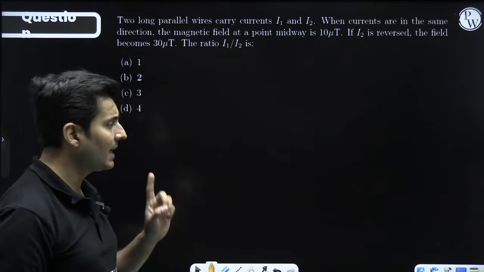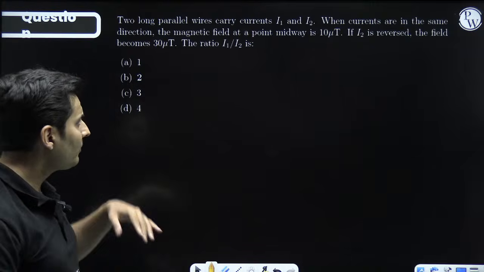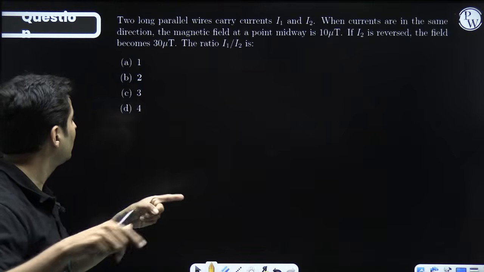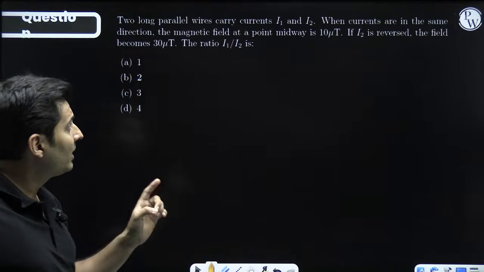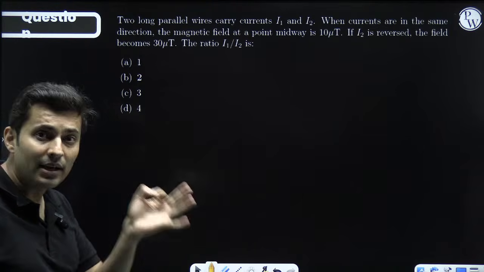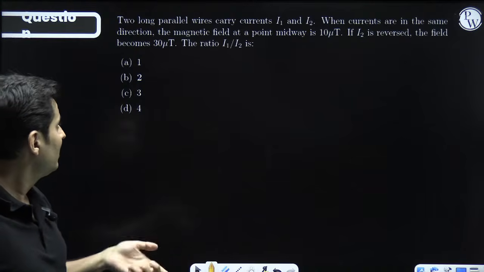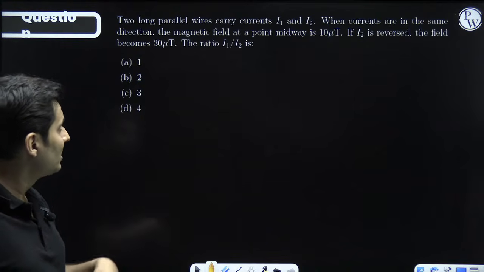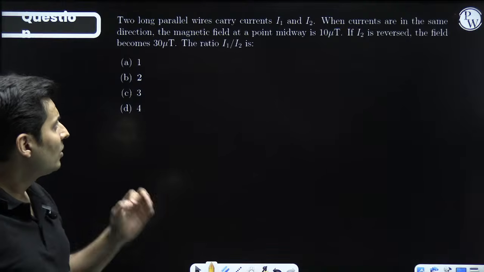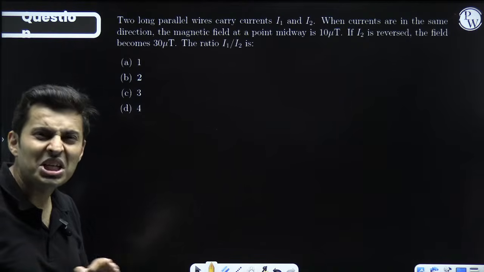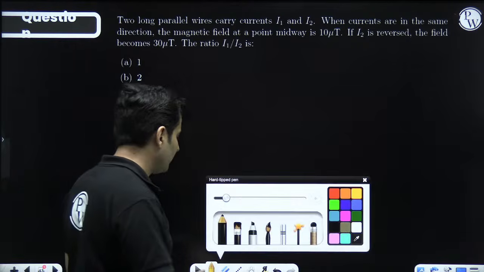Two long parallel wires carry currents I1 and I2 in the same direction. The magnetic field at a point in the middle is 10 microtesla. If one of those currents is reversed, the field at that same point becomes 30 microtesla. What's the ratio of I1 to I2? It's a crazy nice question. Let's solve it.